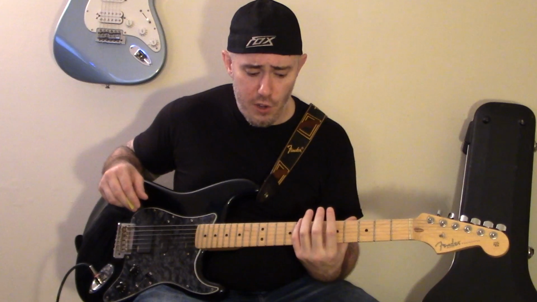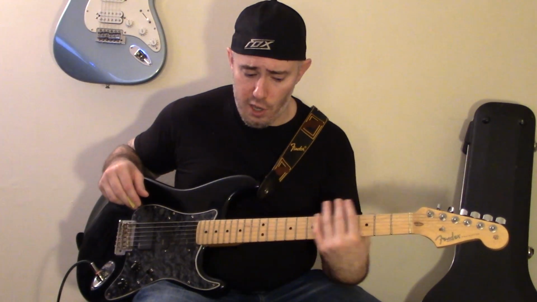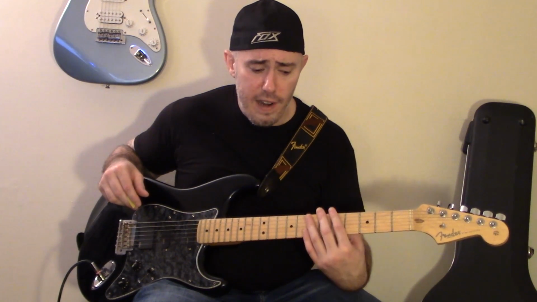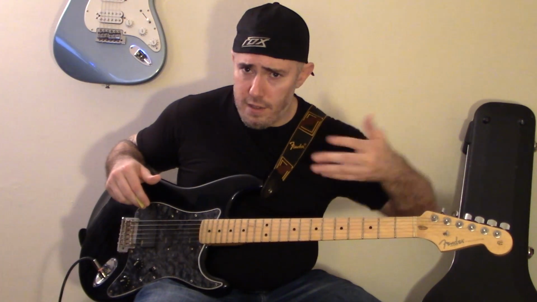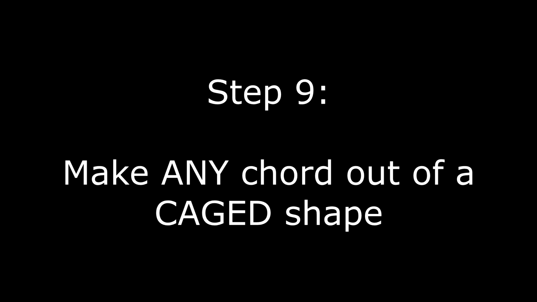Once you can find your 1 chord, you know that your 2, 3, 4, 5, and 6 chords are going to be also available in that same area. And you just kind of make your CAGED shapes based on where the root is, E string, A string, or D string.